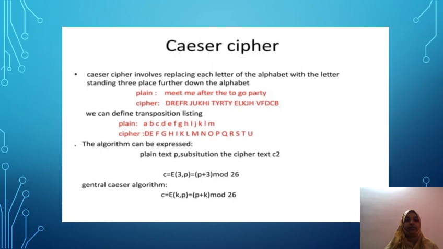So the algorithm can be expressed as: plain text P is substituted by cipher text C. C is equal to E(3, P), which is equal to (P plus 3) mod 26. So generally the Caesar algorithm is C is equal to E(K, P), which is equal to (P plus K) mod 26.